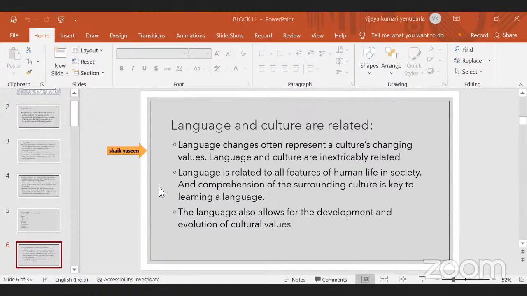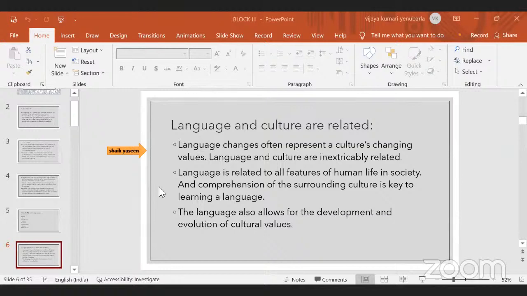Language and culture are related. No doubt that language and culture are related. Language changes often represent a culture's changing values. So as long as culture is changing, obviously language also changes. Language and culture are inextricably related. Inextricably means you cannot separate. They are not two separate entities. They are one and the same.